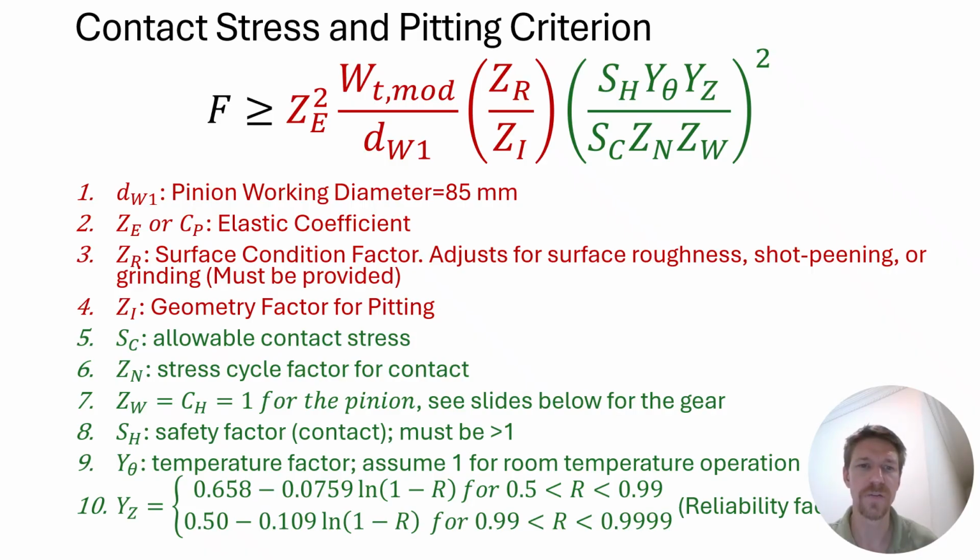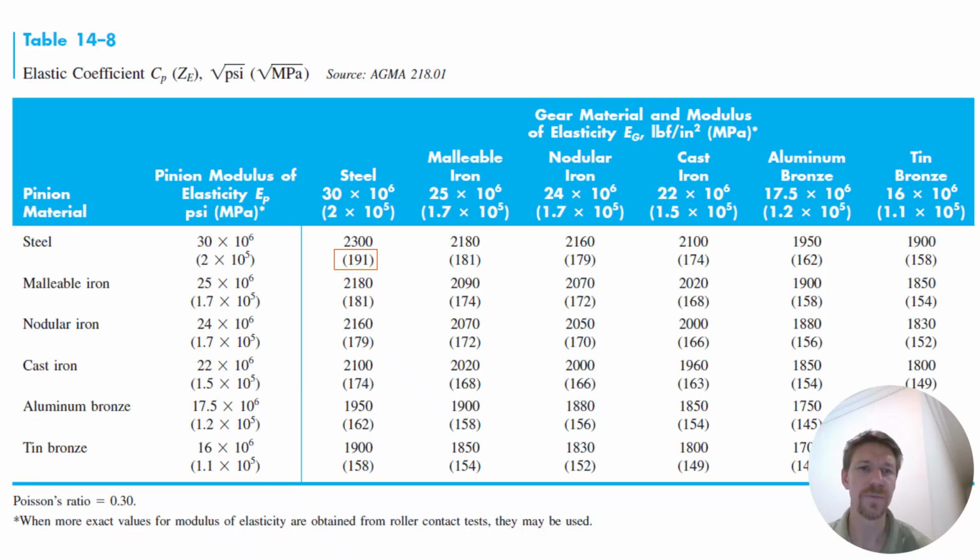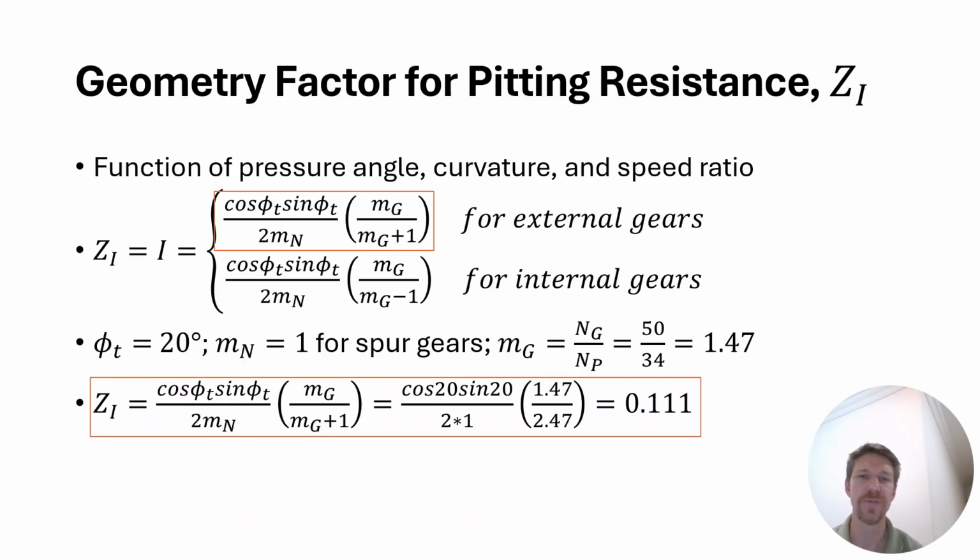So first off, identify the elastic coefficient. We said we have steel on steel gears. So what does that give us? That gives us an elastic coefficient of 191 square root MPa. Next was our geometry factor for pitting resistance. This is an external gear, so we plug in the 20-degree pressure angle there. M sub N value is 1 for spur gears. M sub G is the speed ratio, so that's 50 over 34, that's 1.47. On the bottom here is 1.47 plus 1, so it's 2.47. That gives us a value of 0.111.